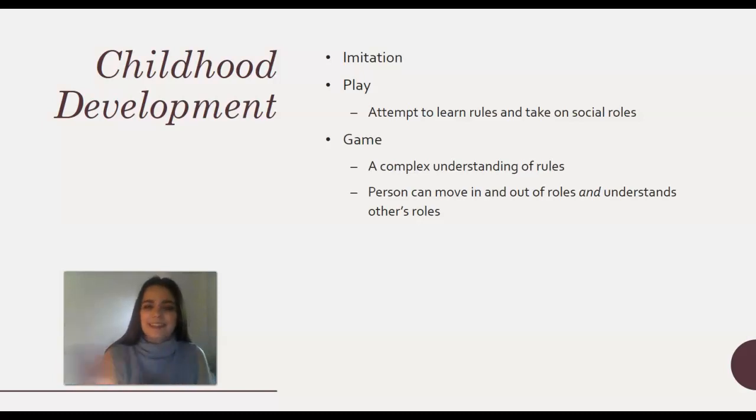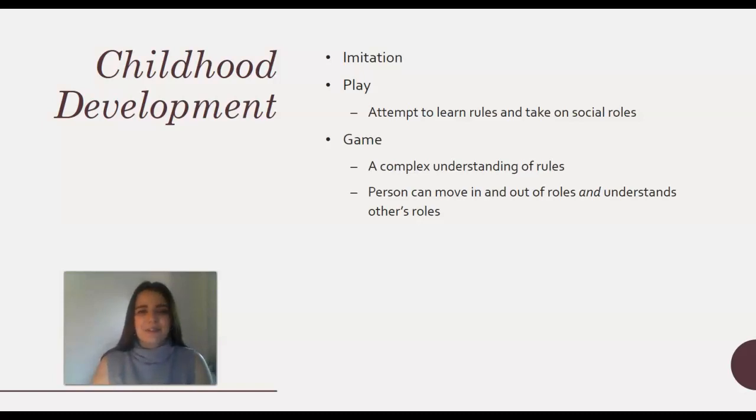Okay. At the second stage, we have what he calls play, right? And during the play stage, we see children start to attempt to learn social rules and take on social roles, right? So, for example, I think a really nice example of this is watching little kids play soccer, right? So I don't know if you guys have younger siblings or maybe children of your own that you've had who are young and you've seen play soccer.